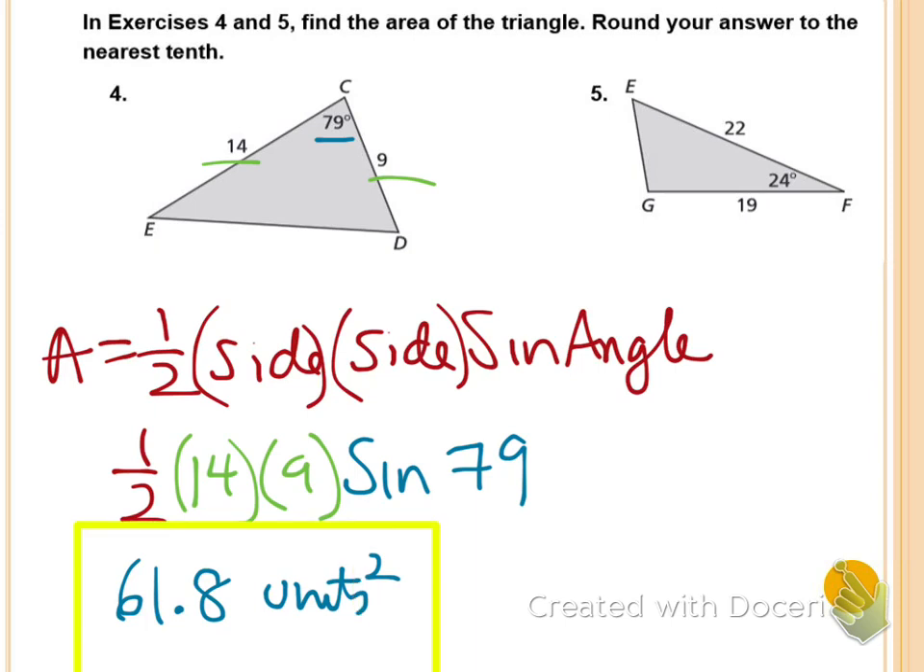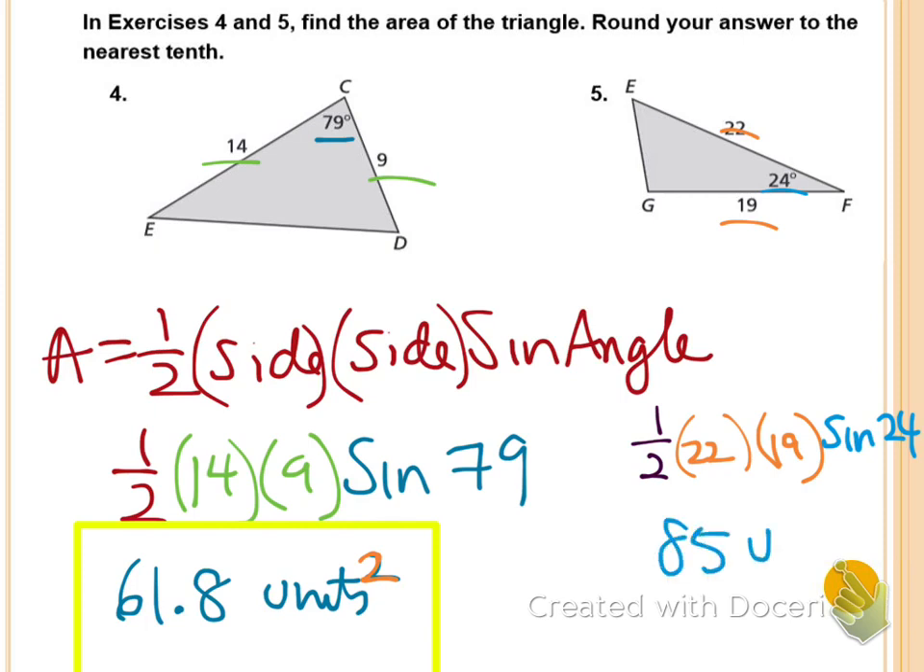Yes, you absolutely have to put units squared. I'm telling you, when you get to this PERT test, it is going to make sure that you know the area is squared. So you've got to make sure we're in practice right now. Same thing with the second: 1/2 times the sides, so 22 and 19, times sine of 24. Type it in. 85 units squared. Perfect.